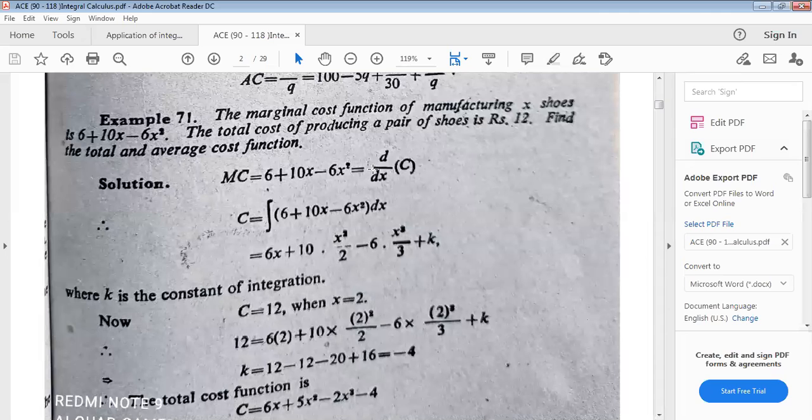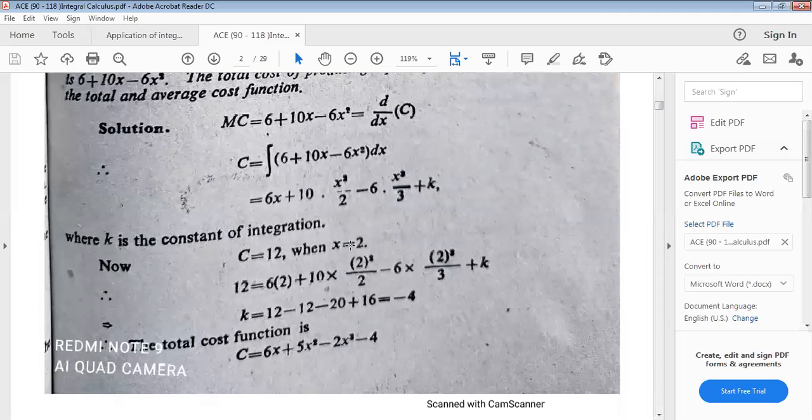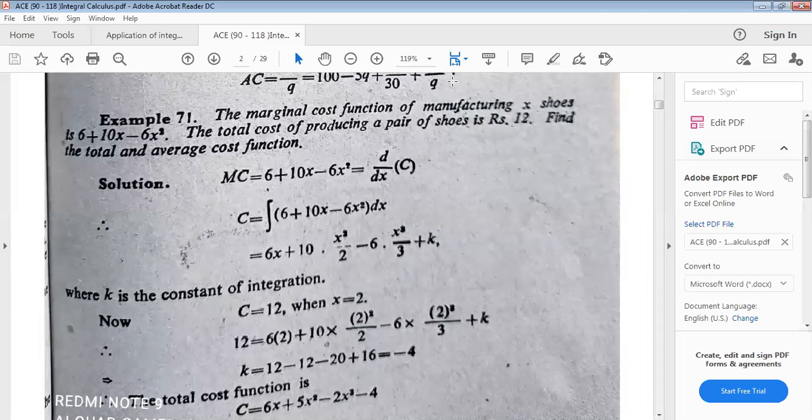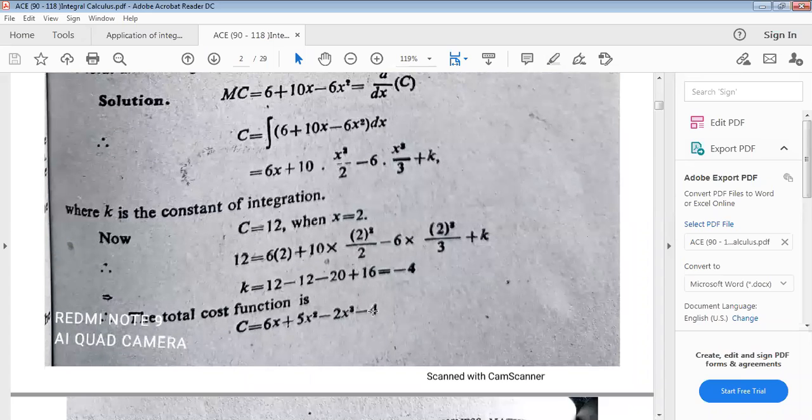Now we are given a condition: a pair of shoes costs 12 taka. That means cost equals 12 when x equals 2. Understand everybody? This is why cost equals 12 when x equals 2, number of units equals 2. So after putting the values here, C equals 12 and x equals 2, we get the k value equals minus 4. Just calculating. Then putting the value of k in this equation, we get the total cost, right? This is the total cost.